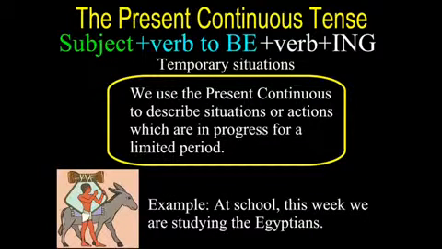The present continuous tense is used to talk about temporary situations. We use the present continuous to describe situations or actions which are in progress for a limited period. For example, at school, this week we're studying the Egyptians.